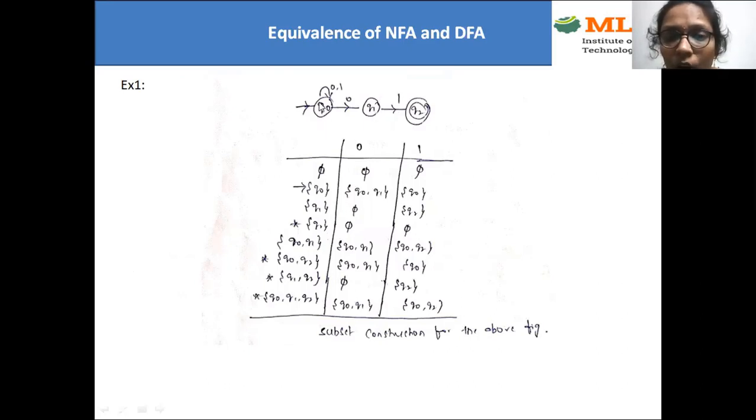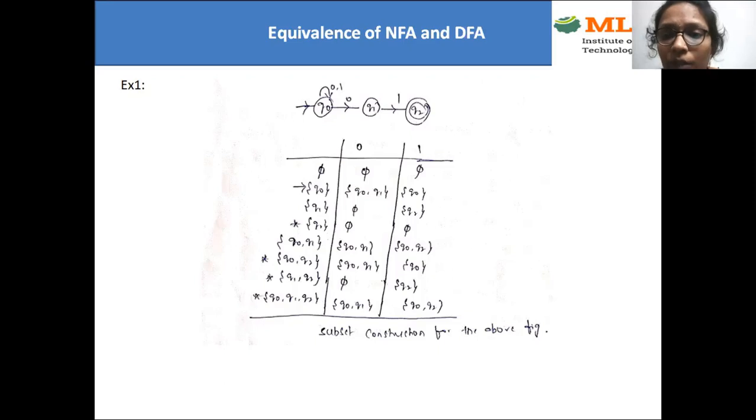Because on Q naught on 0, it is going to Q naught as well as Q1 also. We have multiple destinations, so that's why it is an NFA. And Q naught on 1 goes to Q naught, only one destination. For Q1, we have only one path, on 1; on 0, nothing. For Q2 also, on 0 and on 1, nothing. It is not going anywhere.